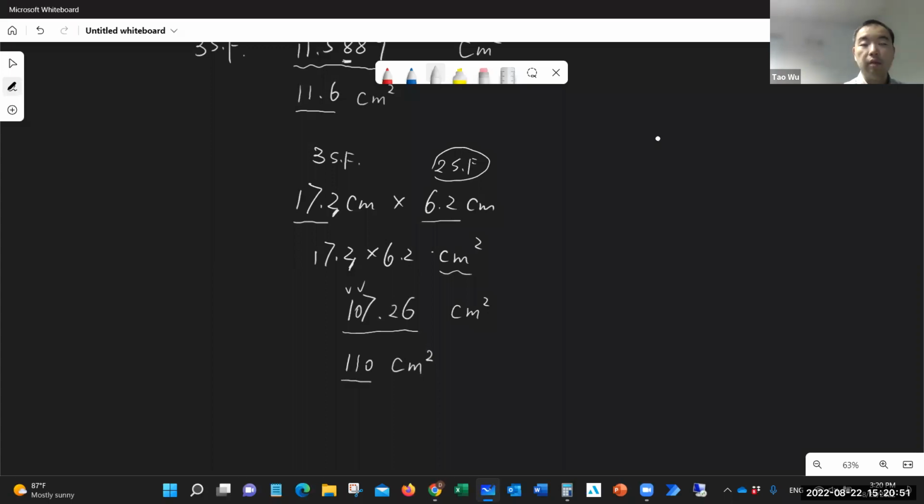And that's going to be the result: 110, which only has 2 sig figs. Or you can write it in scientific notation, 1.1 times 10 to the 2 centimeter square. This is also fine. That is just a number, the same value as this one, and this keeps 2 sig figs as shown here.